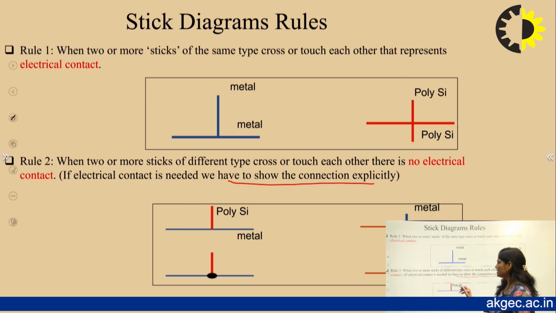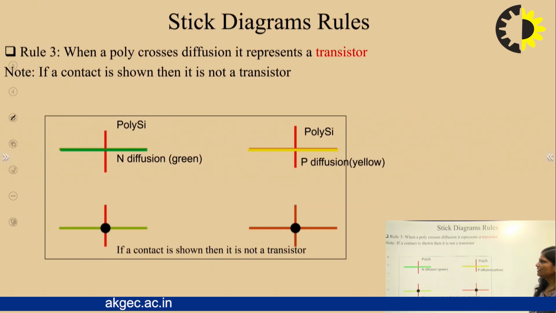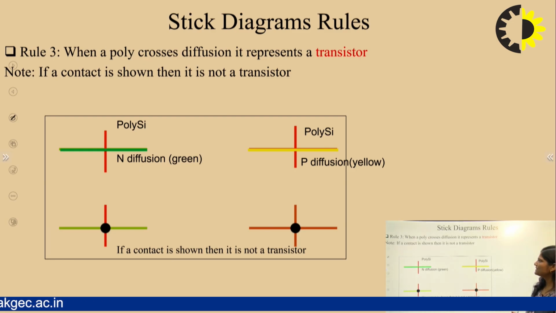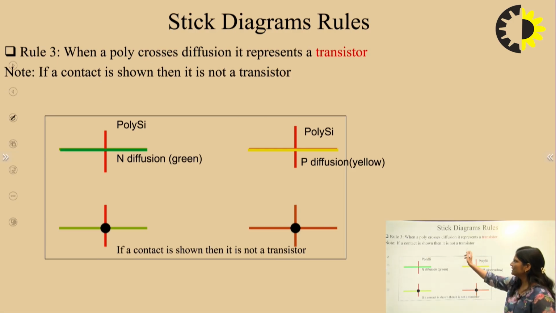Now here, see this is a polysilicon line, this is a metal line. If we have to show a contact, we draw it like this. Now for a metal line and a diffusion line, if we have to show a contact, we have to do it explicitly. Now rule number 3: when a polysilicon line crosses diffusion, it represents a transistor. We have to note that if a contact is shown, then it is not a transistor.